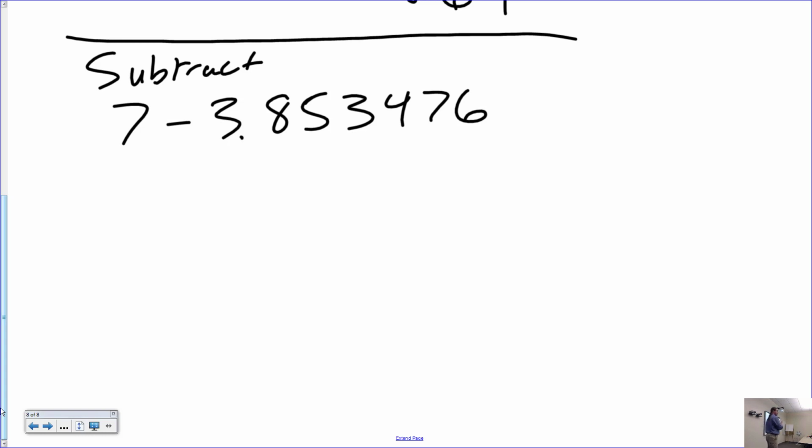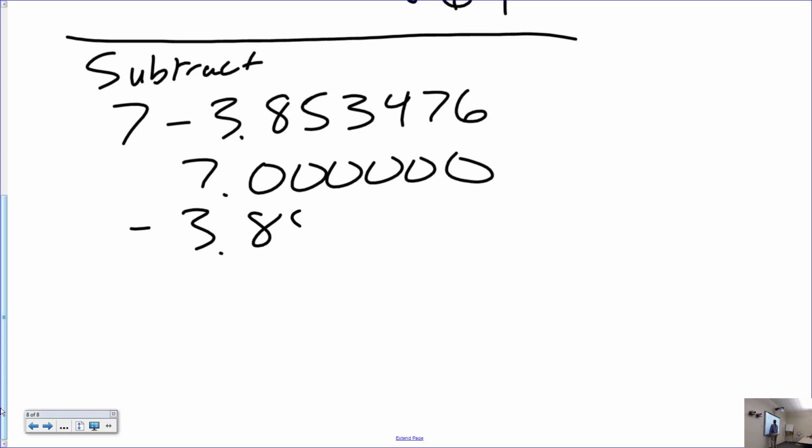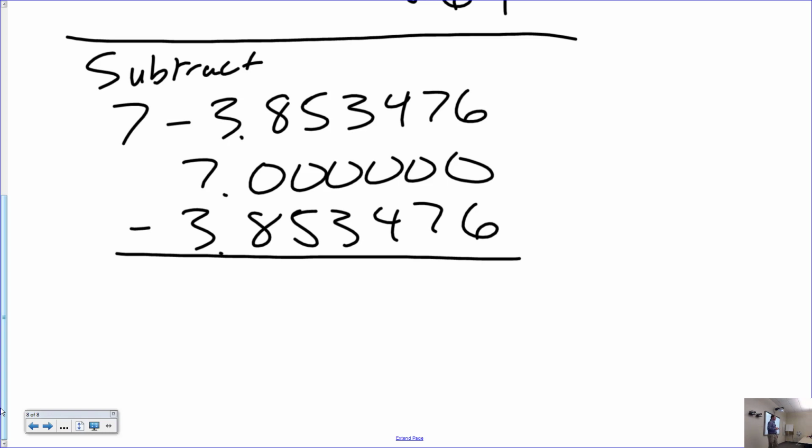What do I do to subtract these, folks? Exactly. Get as many zeros as you need in the 7, so that you have one covering every one of your numbers in 3.853476. And then what do I do to subtract? A whole lot of borrowing. So how does the borrowing wind itself out? What's the 7 going to become? Don't forget to borrow 1 from the 7 first of all, right? What is the 0 going to become?